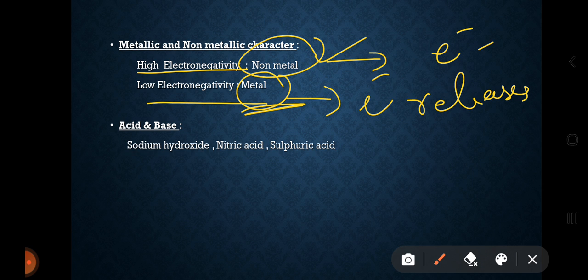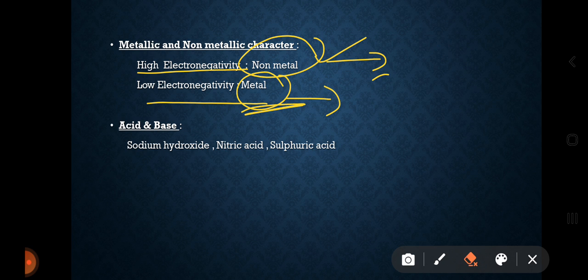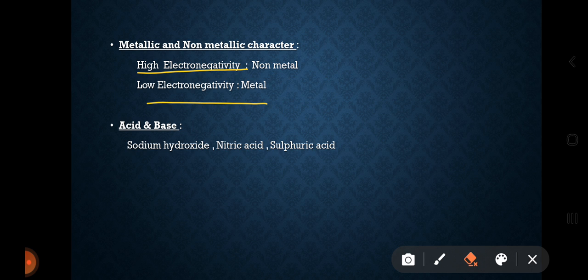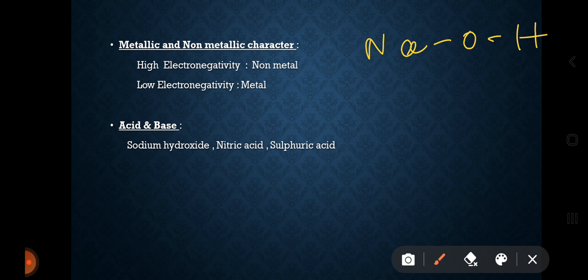Next is about acids and bases. Now consider two acids and one base. One is NaOH, which is a base, another is nitric acid, and another one is sulfuric acid. First let me write NaOH here. Now nitric acid. How will you write nitric acid? N, here you have a double bond to O, here you have another O with a negative charge, here you have a positive charge for this, and OH.